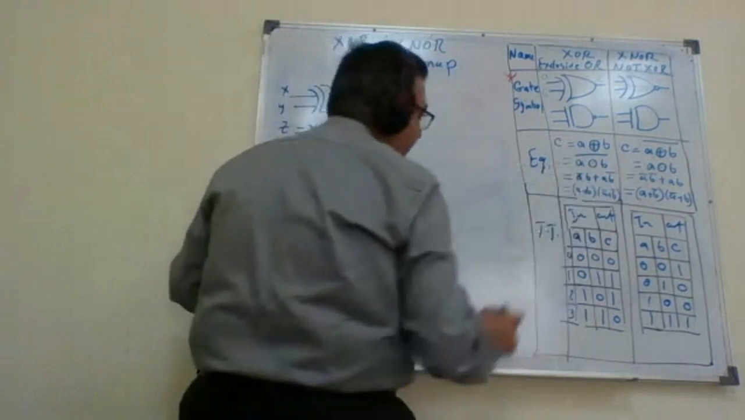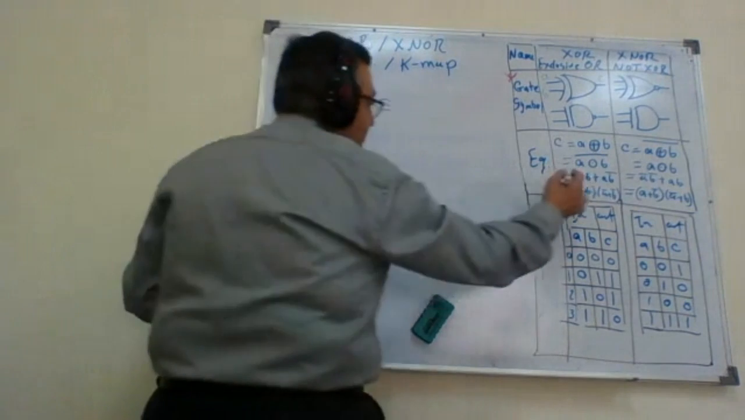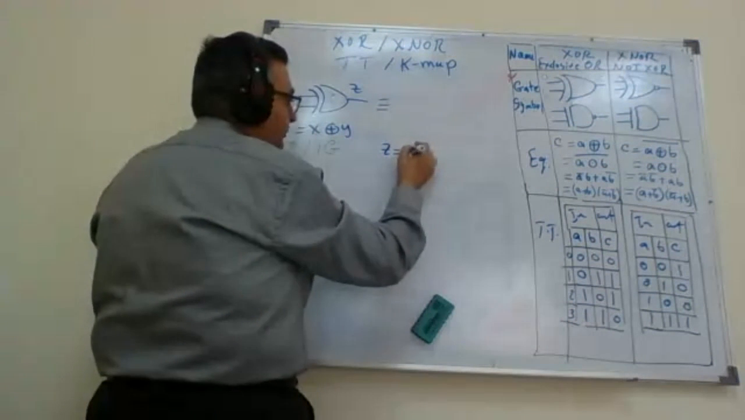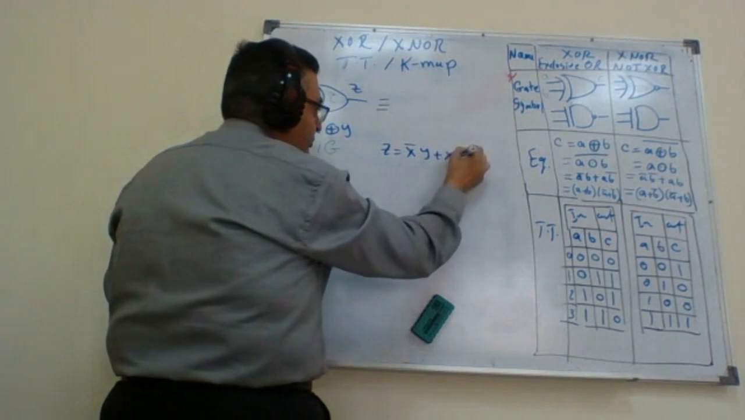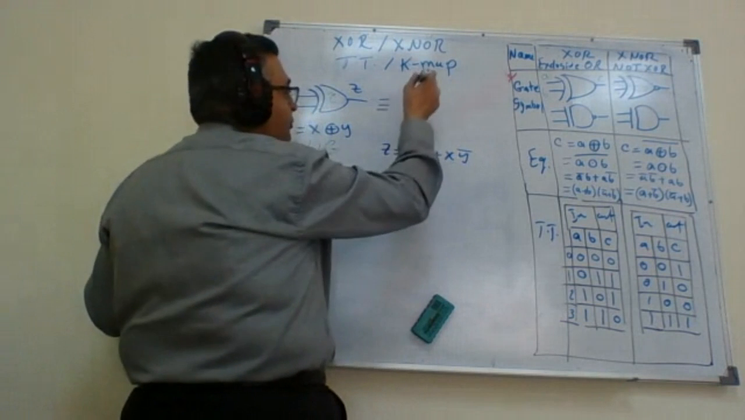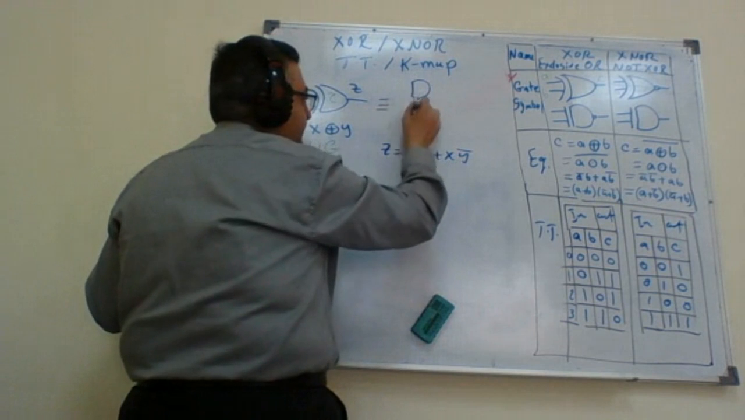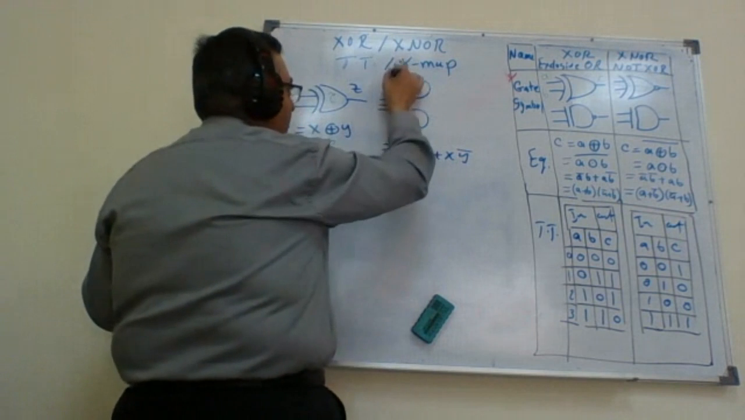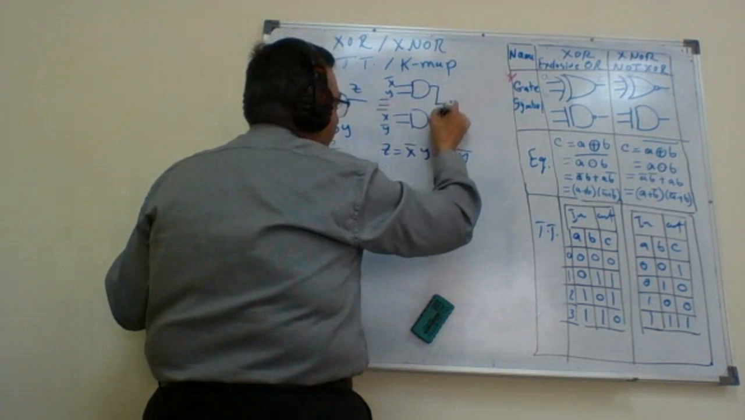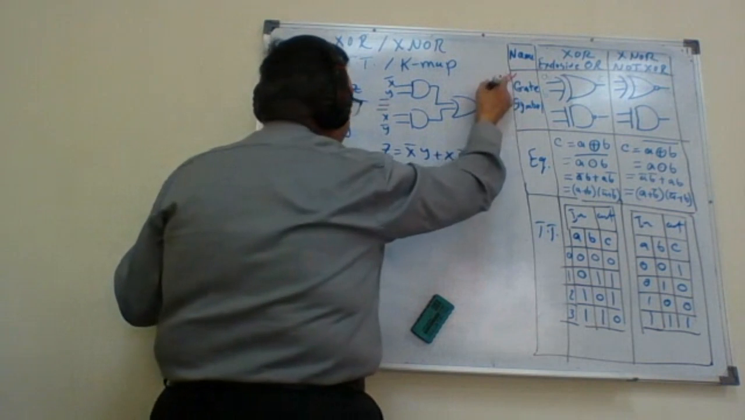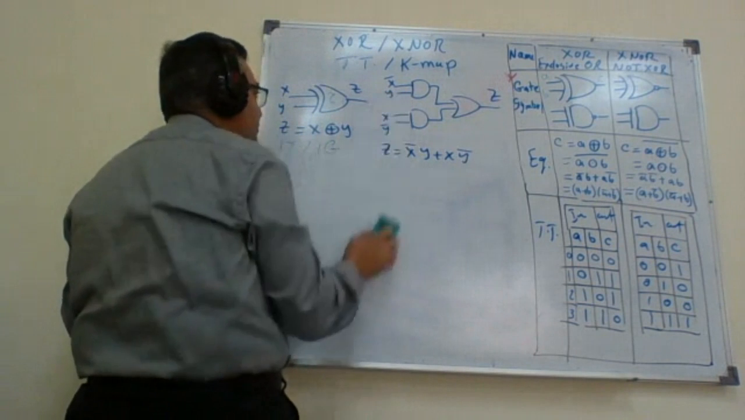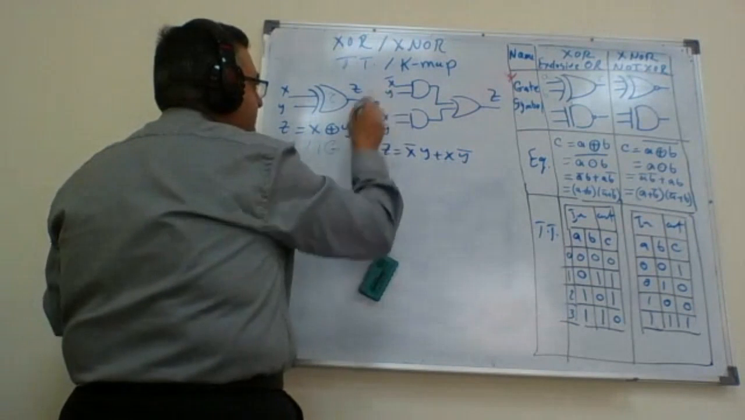If I take the SOM, sum of min terms for the XOR, that means I have to implement this. Z will be equal to, as we mentioned, X bar Y or X Y bar. To implement this function, I have to have 2 AND gates. The first one has inputs X bar, Y. The second one has inputs X, Y bar. And both are connected through an OR gate to give me the function Z.